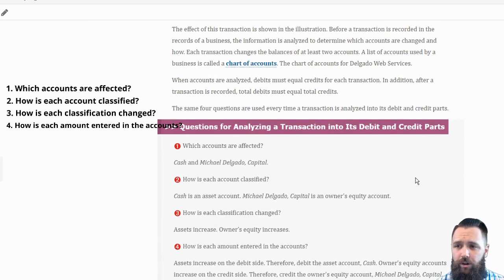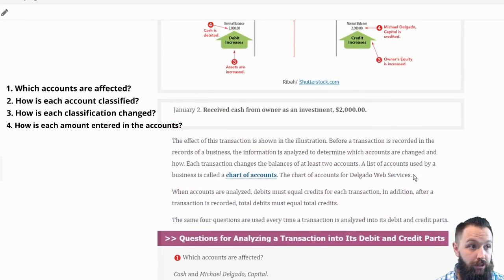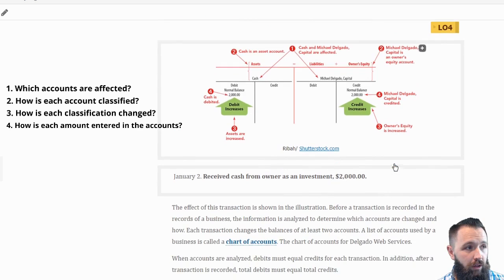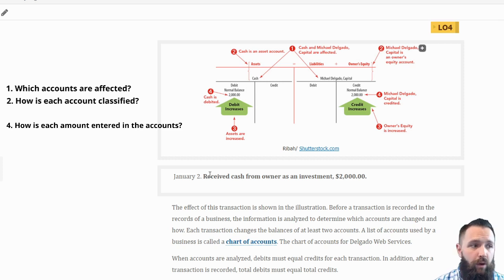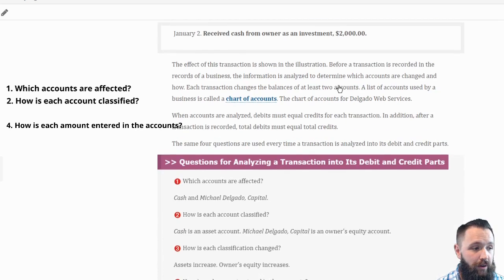The first one is which accounts are affected. And we've been doing that since chapter 1. We look at the transaction, and some of you are getting really good at this. Some of us might need a little bit more help. But we look at it and we break it down like a detective. Received cash from an owner as an investment. Right away, we should know one of the accounts affected should be cash because we received cash. From the business standpoint, what happens to cash? It goes up. But then what's the other thing? The owner gave us an investment. When we look at an owner, it's usually going to be the owner's name and then capital. So here it's Michael Delgado's capital.